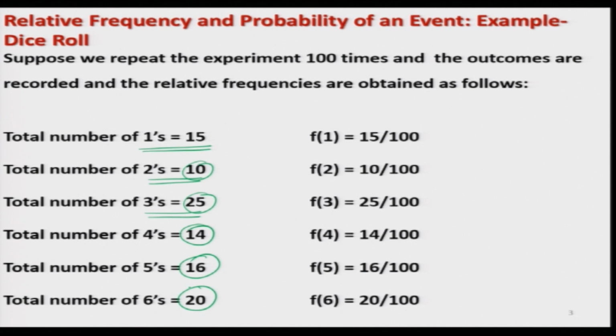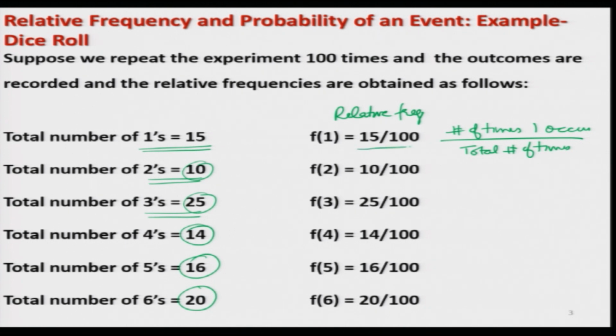Now, based on this number of observations, we can compute the relative frequency. The relative frequency is computed like this: suppose I count the number of times 1 occurs and divide by the total number of times the dice is rolled, that is 100. So this becomes 15 upon 100.